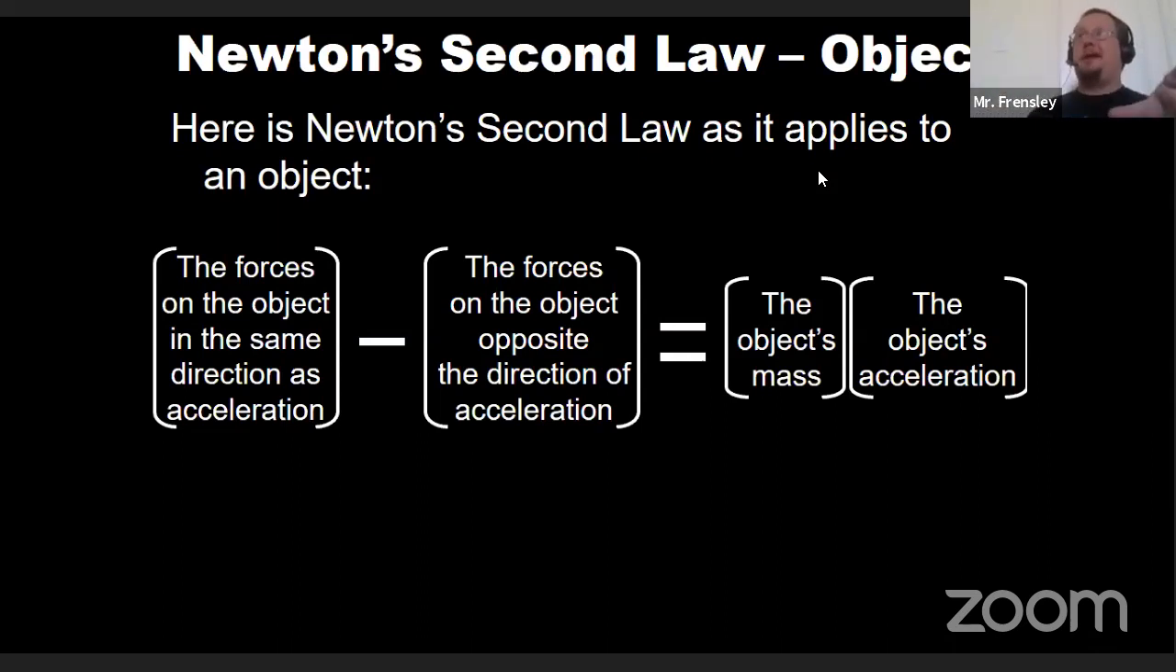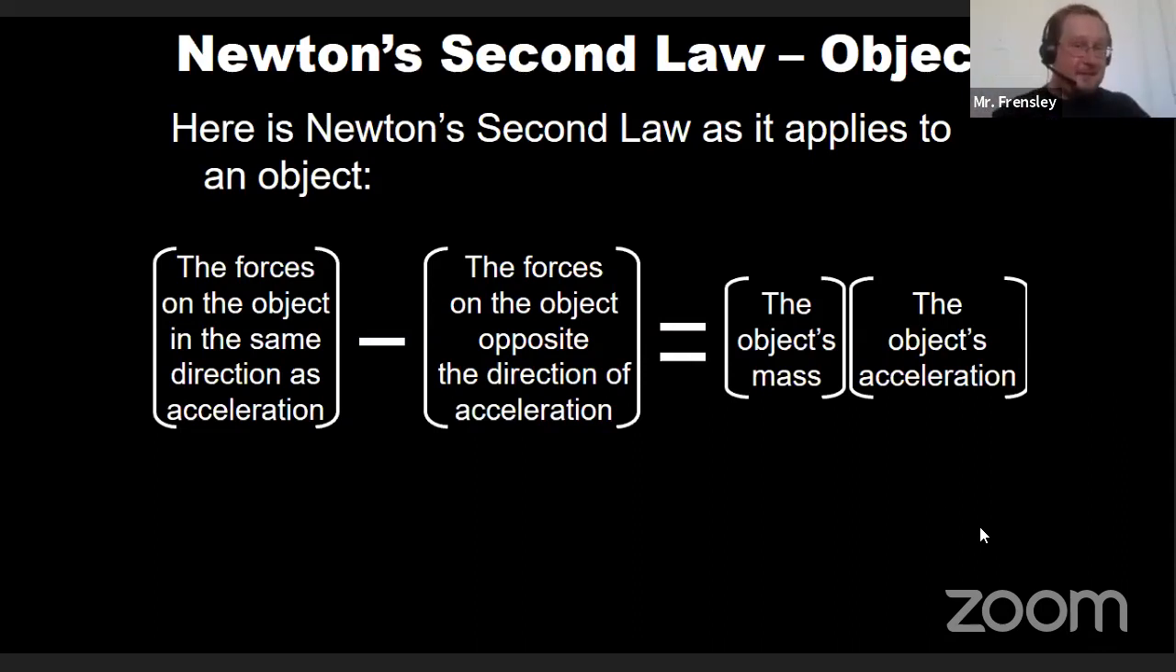So Newton's second law, net force equals ma. Well, how do I say net force? I say the net force is all the forces that are in the same direction as acceleration minus all the forces that are opposite the acceleration. So knowing the direction of acceleration is going to matter when we talk about these force problems, right? That equals the object's mass times the object's acceleration.